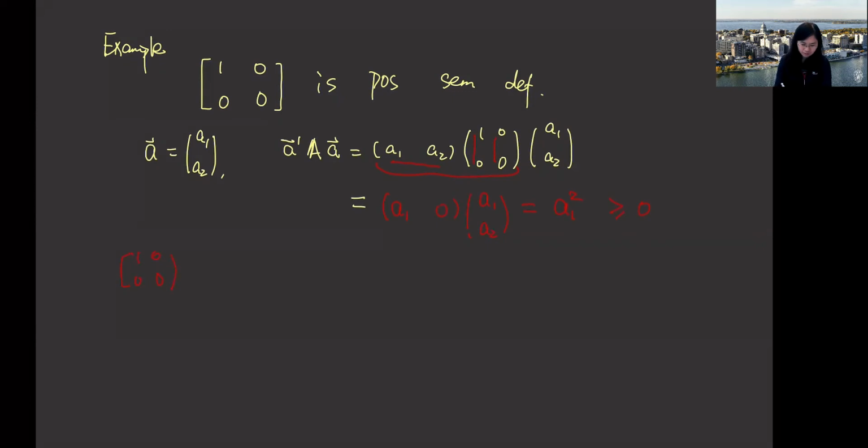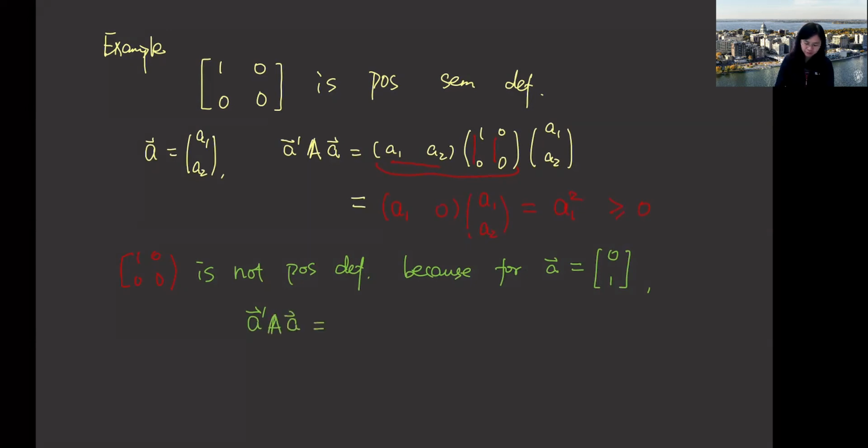This is not positive definite because you can find a vector A that is not a zero vector, say 0, 1, then A prime times the matrix times A equals A1 squared, which is 0. It is not strictly positive. So therefore, this matrix is not positive definite.